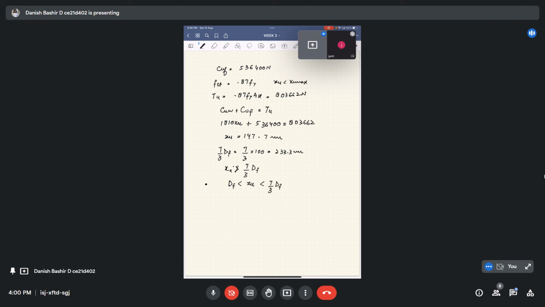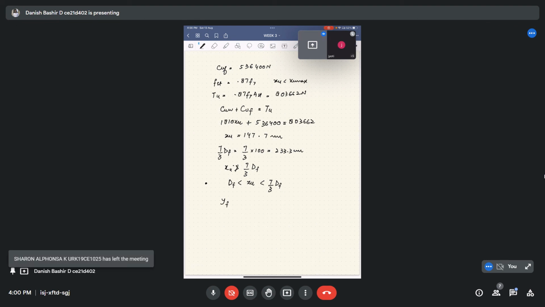And I already told you that for this situation, the code has given the use of the reduced depth of the flange as YF equal to 0.15 XU plus 0.65 DF. Now XU is still unknown to us. We can keep it like that, 0.15 XU plus 65. It will be in the units of mm.